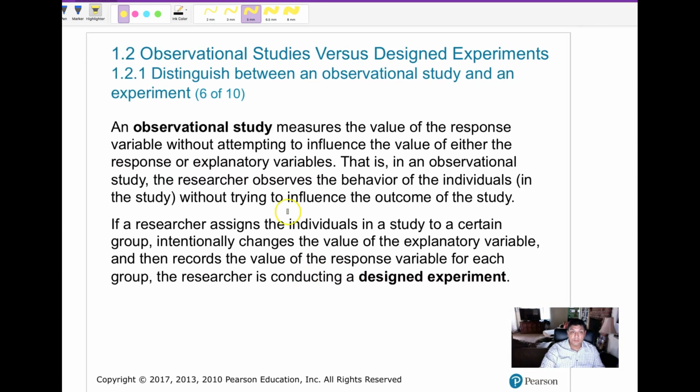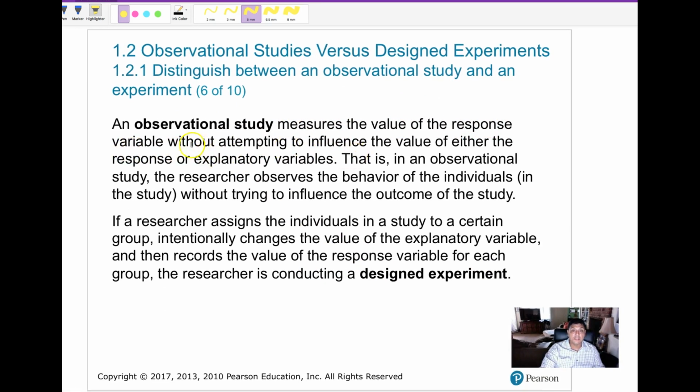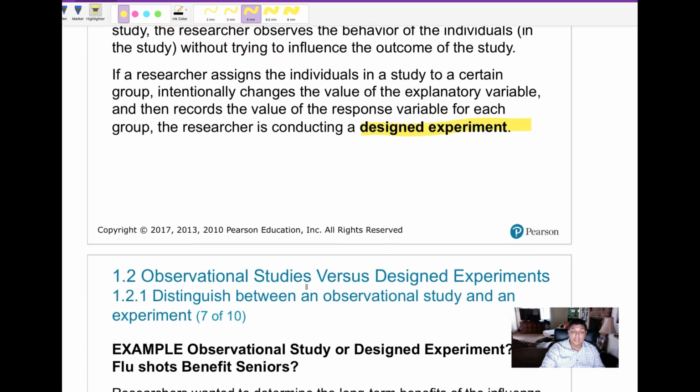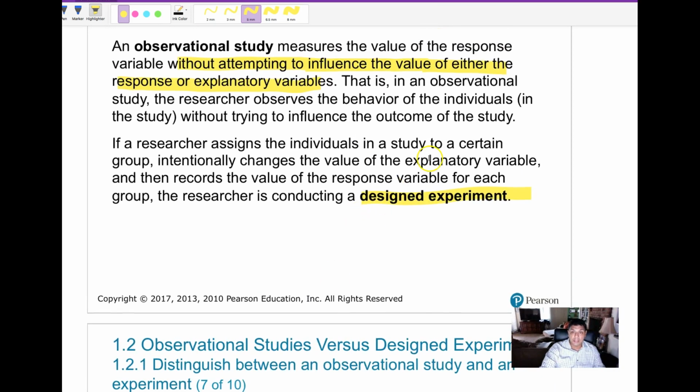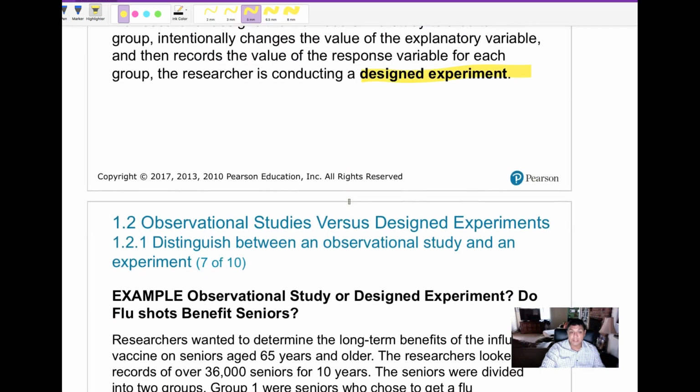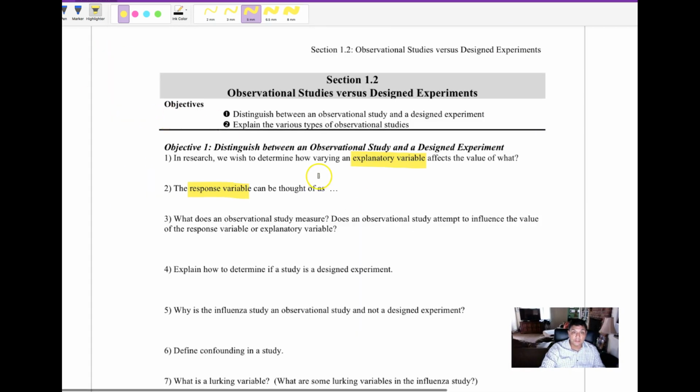An observational study measures the value of the response variable without attempting to influence, and this is an important piece, without attempting to influence the value of the response or explanatory variable. You're just collecting data and observing. This is versus a designed experiment, when we intentionally change the value of the explanatory variable and see if that somehow changes the value of the response variable. We do something intentionally to the explanatory variable to see if it has some effect. We make some change.